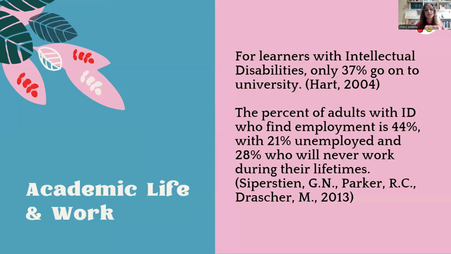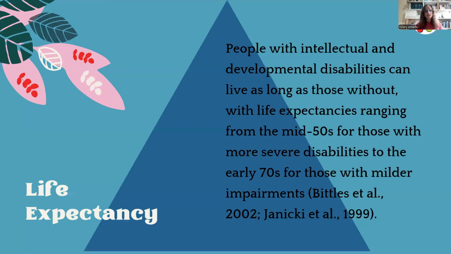For learners with intellectual disabilities, only 37% go on to university. The percent of adults with intellectual disabilities who find employment is 44%, with 21% unemployed and 28% who will never work during their lifetime. People with intellectual and developmental disabilities can live as long as those without, with life expectancies ranging from the mid-50s for those with more severe disabilities to the early 70s for those with milder impairments.